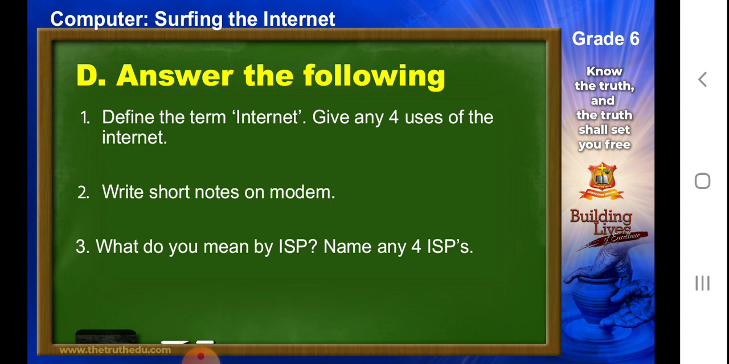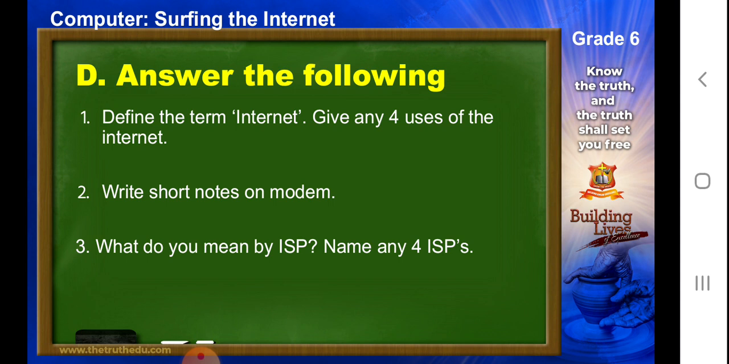Next question is write short notes on modem. So we have a variety of points here when we are talking about modem, but the first thing which I would encourage you to mention, and most of you would have already done it, is the definition of modem. Now what is a modem? A modem is a device that allows a computer to connect and communicate with the other computers. We know that. You can mention that.